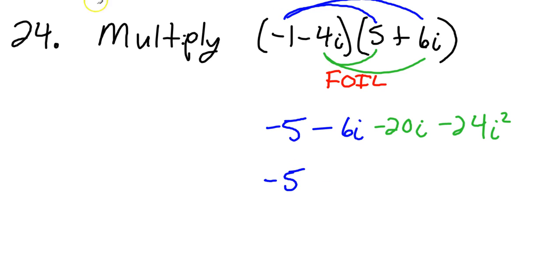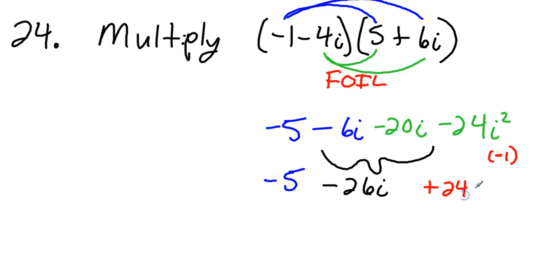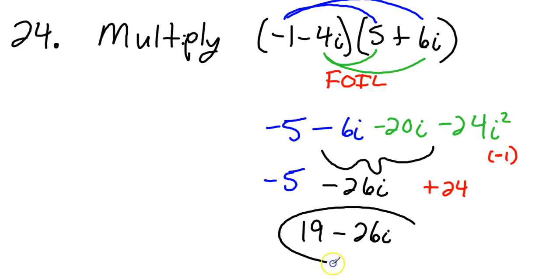Okay, negative 5 is good. Nothing you can do there. The middle two terms, though, are the ones you can add together. Negative 6 minus 20 is negative 26i. And whenever you have an I squared, that's the part where you have to take out the I squared and replace it with negative 1. So that's really negative 24 times negative 1. So that would be a positive 24. And then the last thing you do is take the negative 5 and add it with the positive 24. And that would be 19 minus 26i.